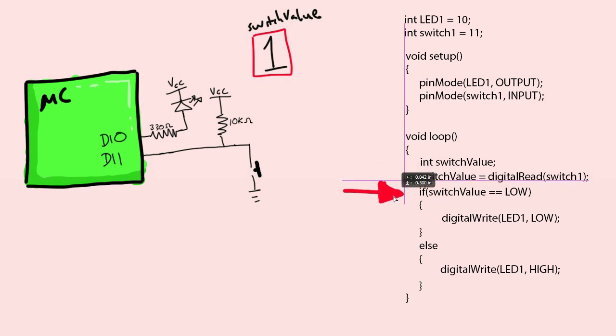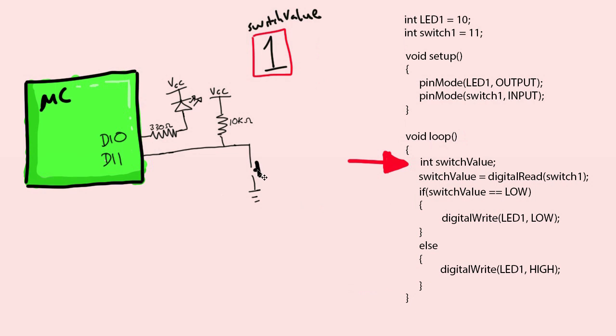So we keep going, and we get to this if statement. If switchValue is low, which it's not, low is 0. So it goes to the else, and we get a high on our pin 10, which means our LED is off. We continue and we go back to the start of our loop.